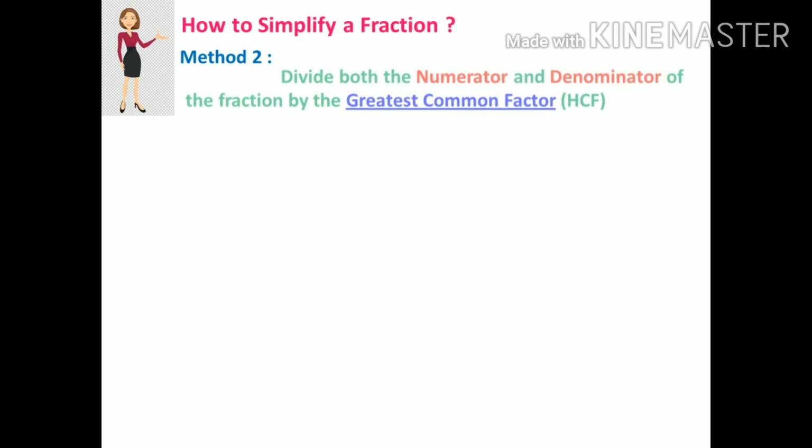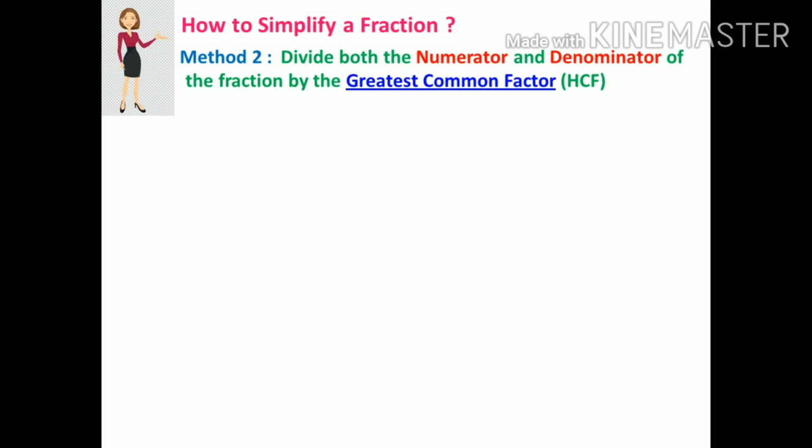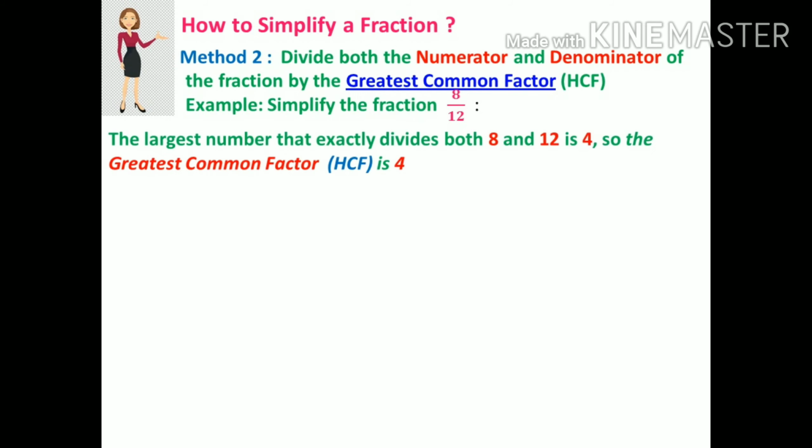Method 2. Divide both the numerator and the denominator of the fraction by their greatest common factor, or HCF. For example, to simplify the fraction 8 upon 12, we just find out the greatest number which exactly divides both 8 and 12, and that is 4. So the greatest common factor of 8 and 12 is 4.